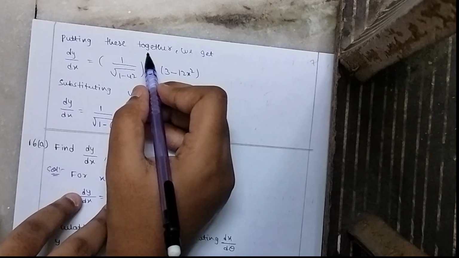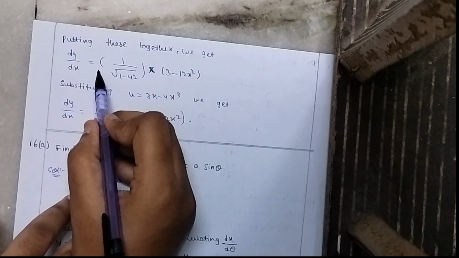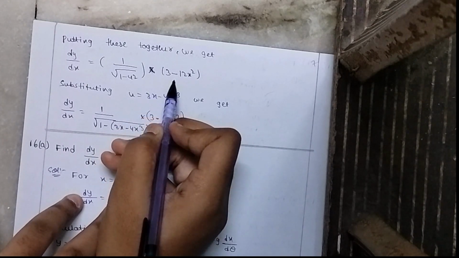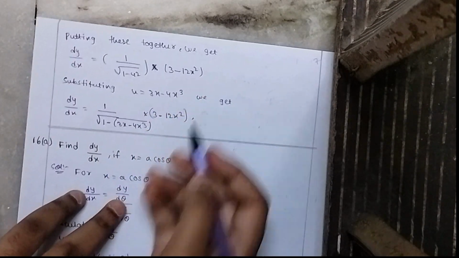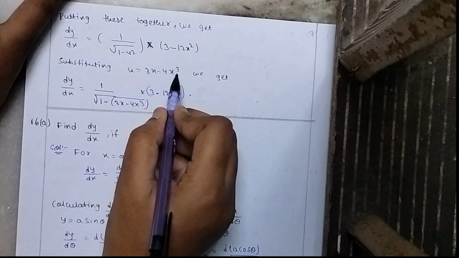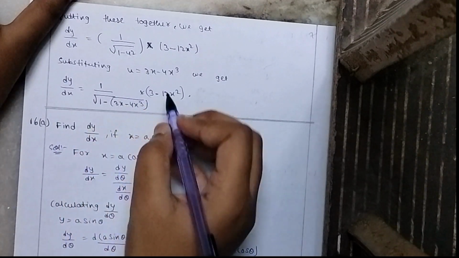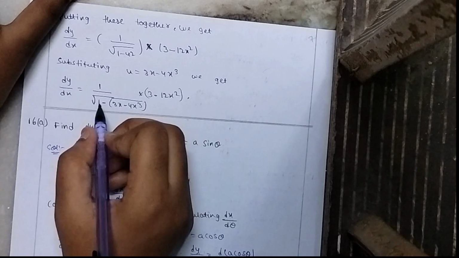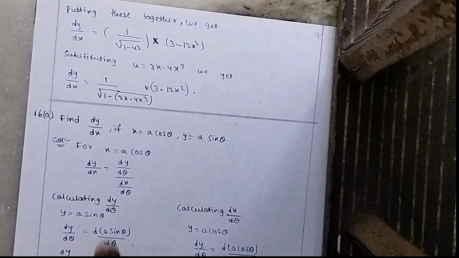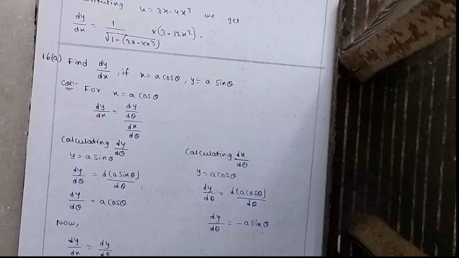Now putting these two together, dy by dx equals 1 by root over 1 minus u square into 3 minus 12x square. Substituting u equals 3x minus 4x cube, we get 1 by root over 1 minus (3x minus 4x cube) square into 3 minus 12x square. This is the value of dy by dx.